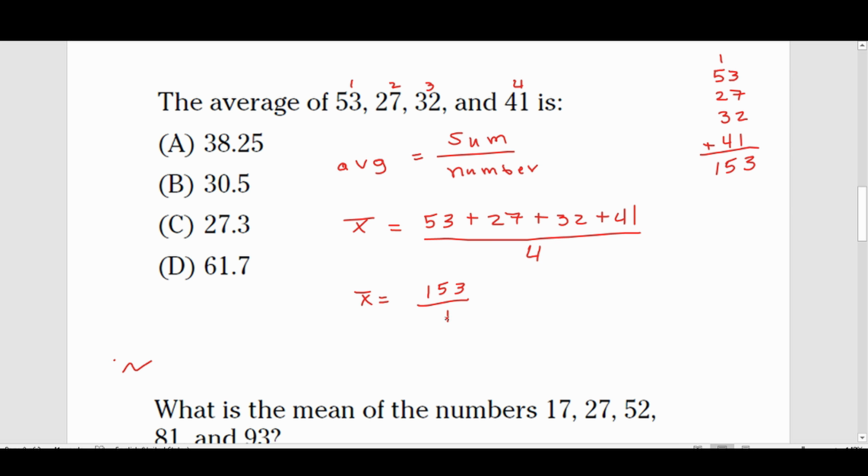Of course, it's still divided by 4. So now we have to rely on our arithmetic to do 153 divided by 4. Let's go ahead and do that off to the side.